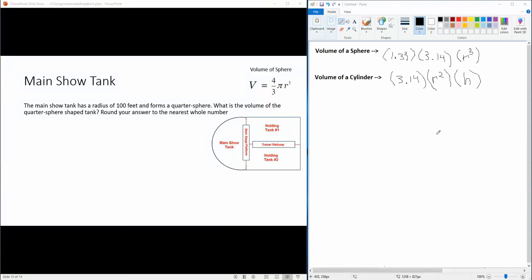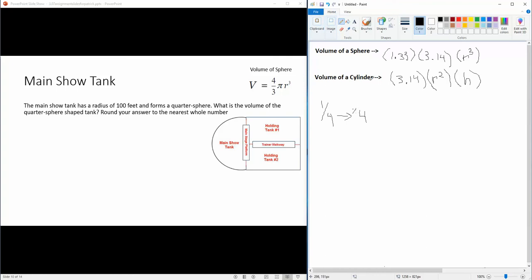So now we're getting into the actual first problem where you've got this main show tank that has a radius of 100 feet, but it's a quarter sphere, and it wants to know what is the volume. Well, let's remember when we get to that quarter sphere part, that's going to be the same as saying, hey, go ahead and divide by 4. So we want to make sure we remember that. Eventually, we're going to end up dividing by 4.